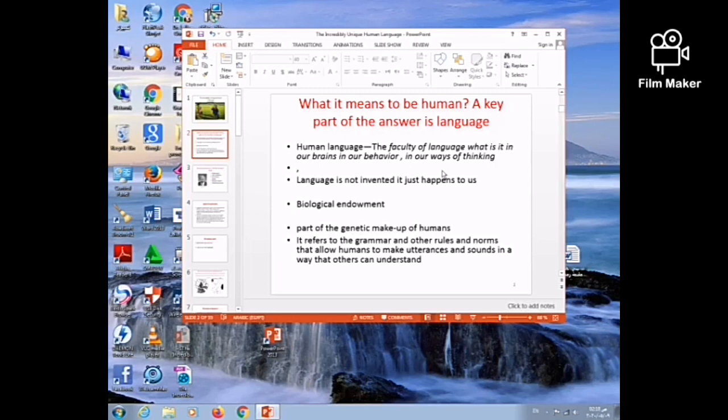Language is not invented. It is something that happens to us, as many philosophers of language say. And as Chomsky in particular says, language is biological endowment, and research shows every day that it's really part of our genetic makeup. It's really part of our biological makeup. And when we talk about language, we say that it refers to the grammar and other rules and norms that allow humans to make utterances and sounds in a way that others can understand.